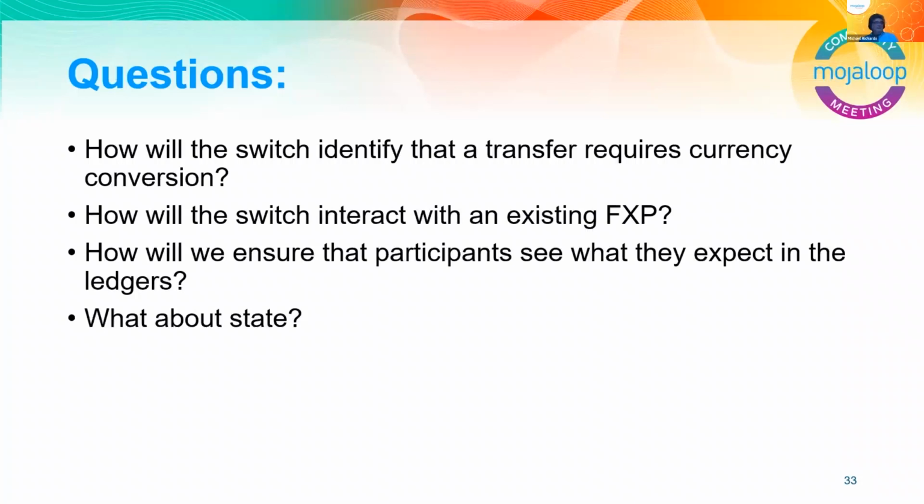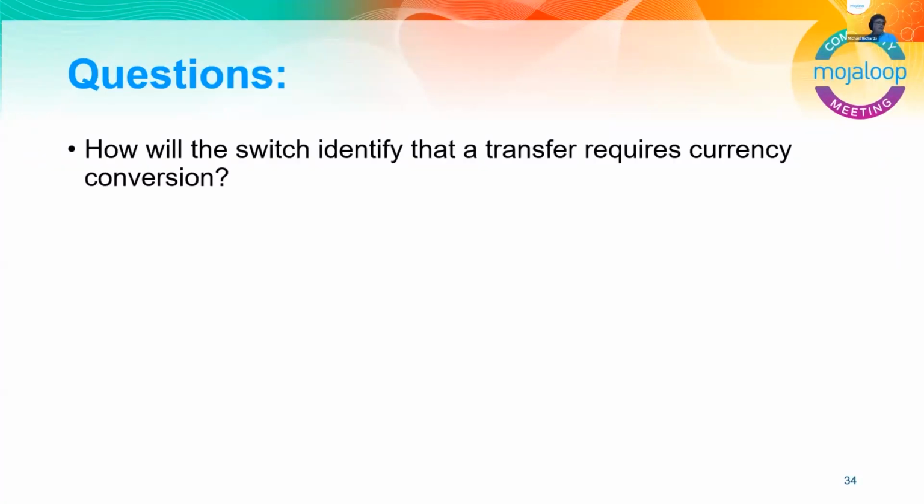Next, what about state? How is that going to be managed? And finally, what about non-repudiation? So I'm going to go through these questions in order. First of all, how will a switch identify that a transfer requires currency conversion?